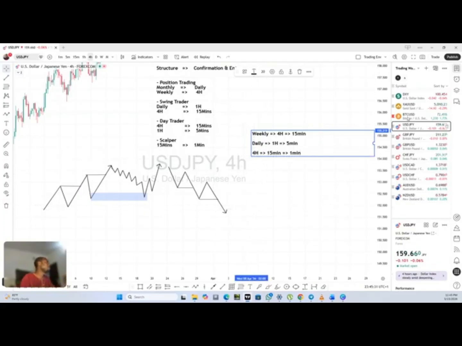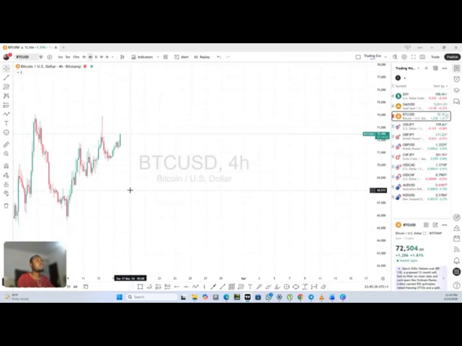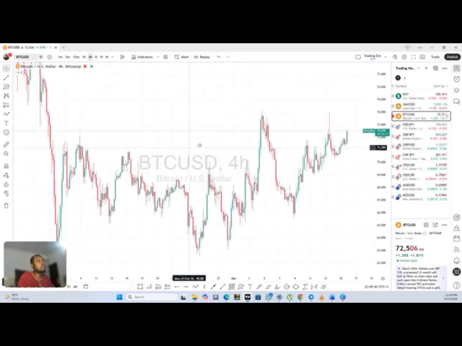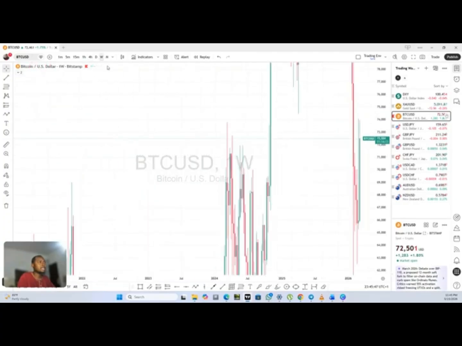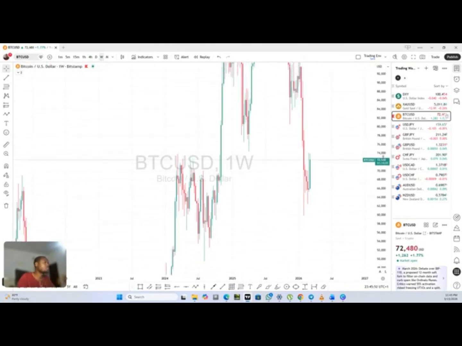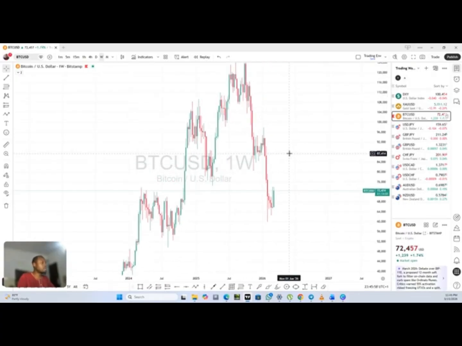So let me take BTC. Let me use BTC as an example. For example, I'm going to use 4 hour structure on this BTC. So let me look at weekly. I don't need to look at weekly all the times. All I need maybe once in a while is to look at weekly time frame. So what am I seeing from weekly time frame? I'm seeing that the market direction from a weekly time frame is bearish.